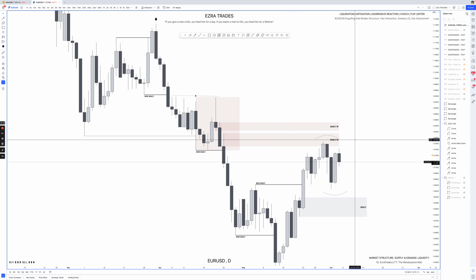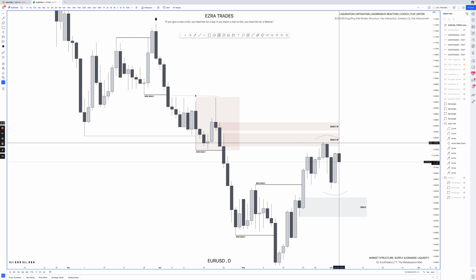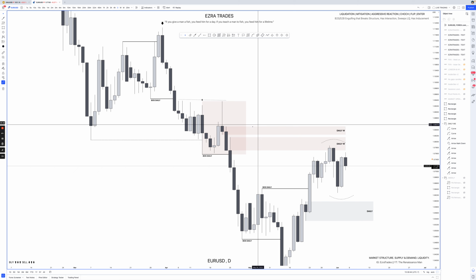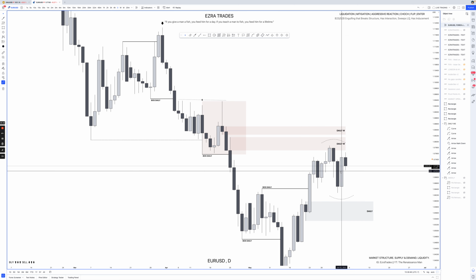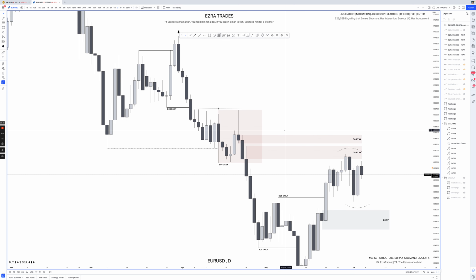So in a daily POI, what do we need to see? A 4-hour change of character to begin taking shorts, right? Now at this moment, we're just doing this. We're not really looking at this yet because that's outside of our zone. But this is a trick.